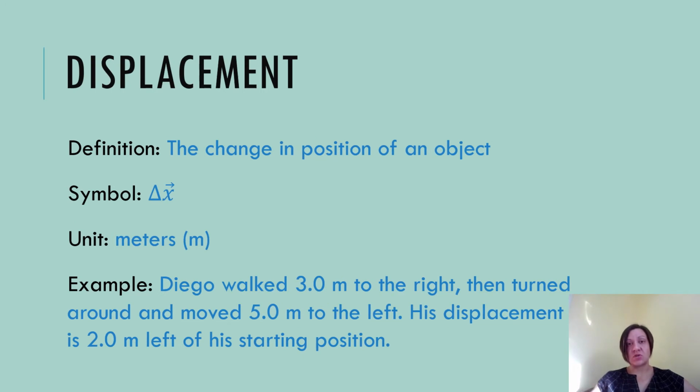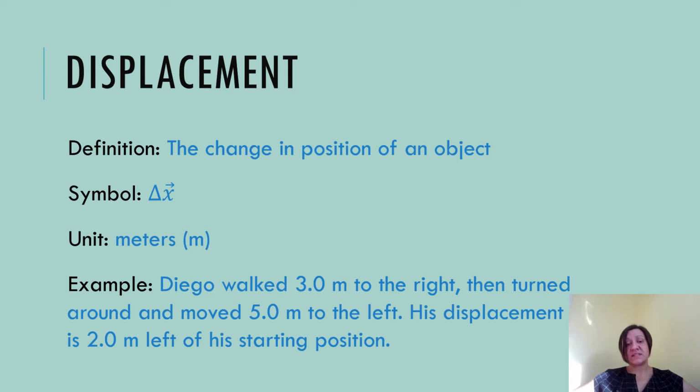Another quantity that we're going to use quite a bit is a quantity called displacement. And displacement is the change in position of an object. So we're looking at an object that has moved, and we're looking at the difference between its final position and its initial position. When you notice that symbol, you'll see that it's a delta X. Anytime we have a change in something, we use that delta symbol, and it has a vector symbol on top of it. So knowing that we have to pay attention to direction with displacement. The unit of displacement is meters, once again.